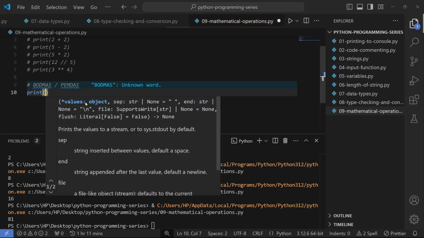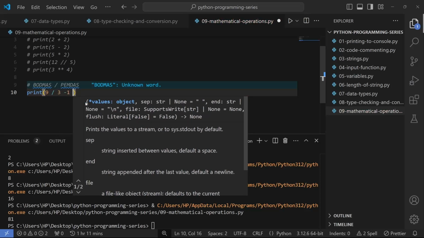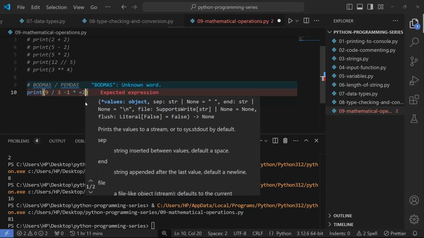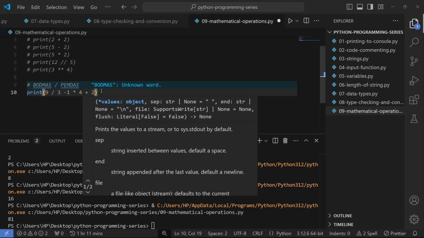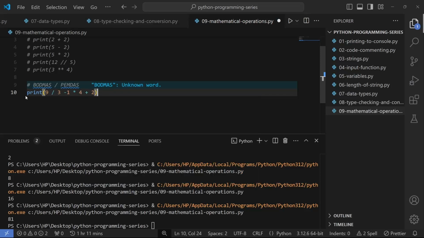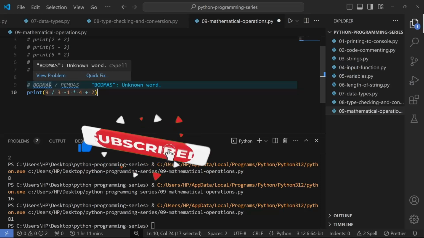So let's say you want to perform 9 divided by 3 minus 1 times 4 plus 2, plus 2 times 4 plus 2. Okay, so we have these arithmetic operations, these mathematical operations. To perform operations like this, you should take note that it follows these rules: brackets, division, multiplication, addition, and subtraction.